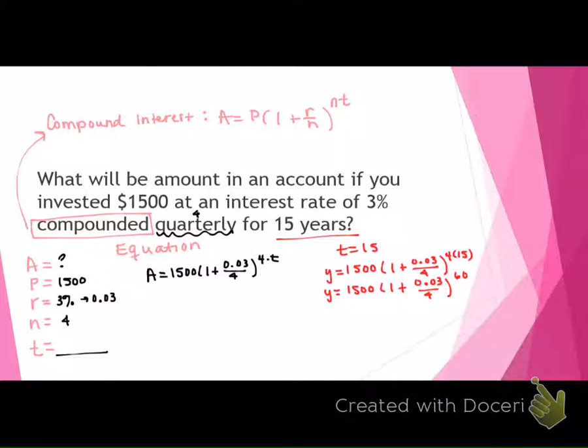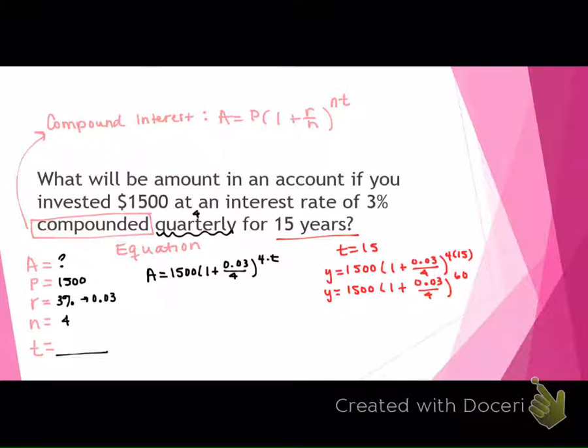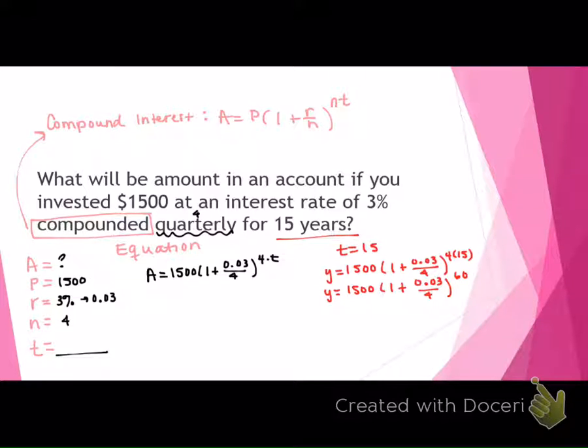So what did you do first? Just tell me what you did. I did 1 plus 0.03 divided by 4 equals, and then divide 60 again. Okay. Write your answer down real quick and we'll just make sure that we get the same thing if I do it a different way. Good. That works.